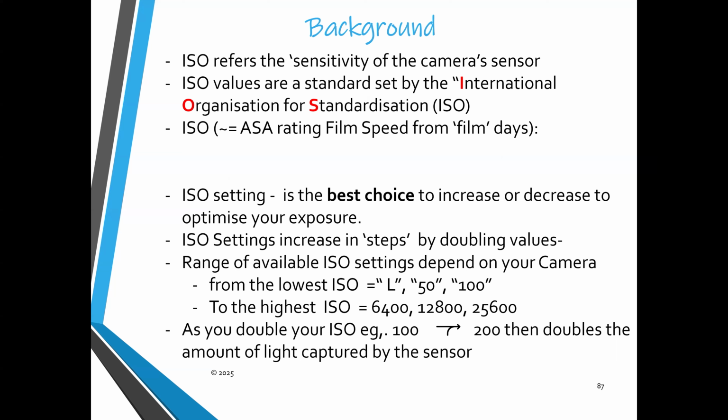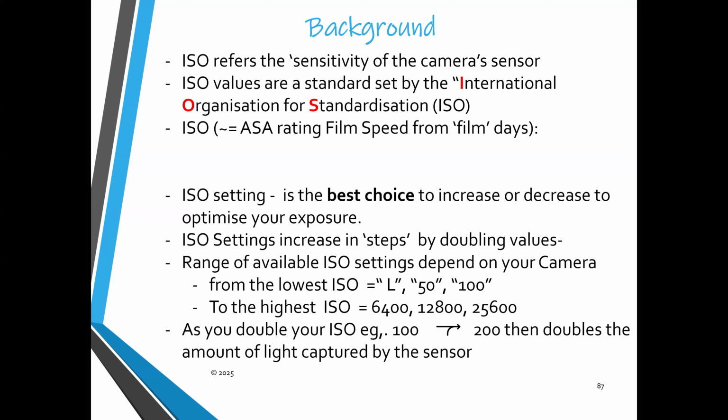So when we moved from analog to digital photography, the sensor replaced the film. And so because there was already a standard way of measuring sensitivity, they decided to use the same terminology when they were talking about the sensitivity of the sensor. And again, the International Organization of Standardization standardizes that sensitivity across the cameras. So the ISO settings adjust the sensitivity of that sensor, and we can start from the lowest.